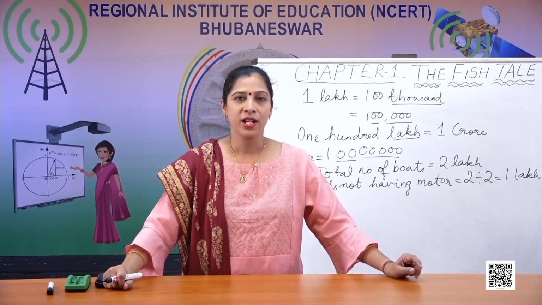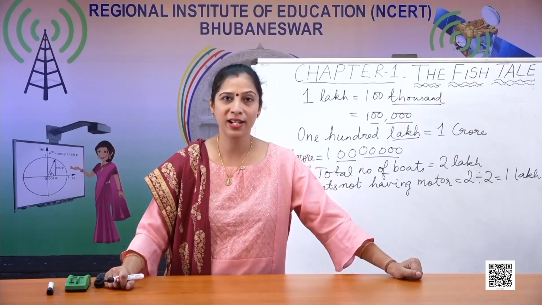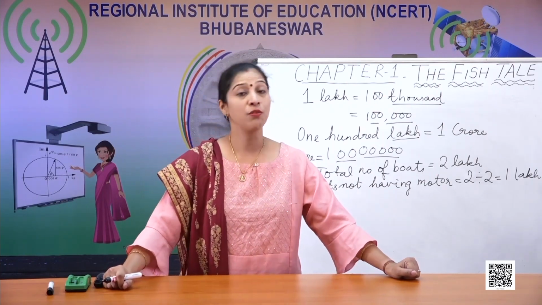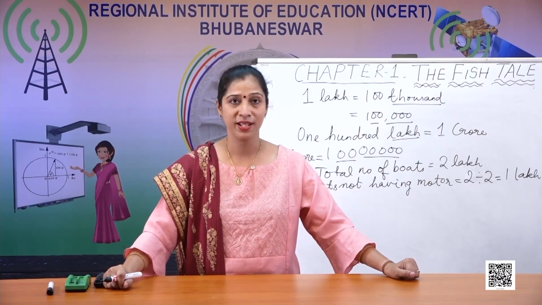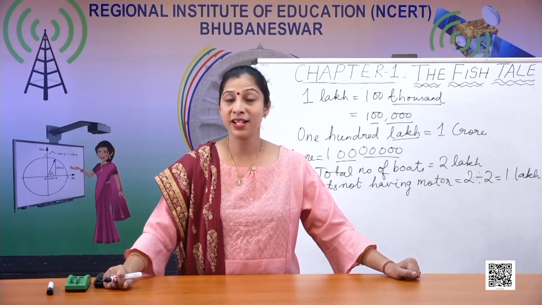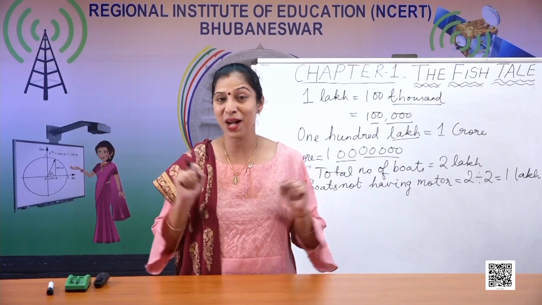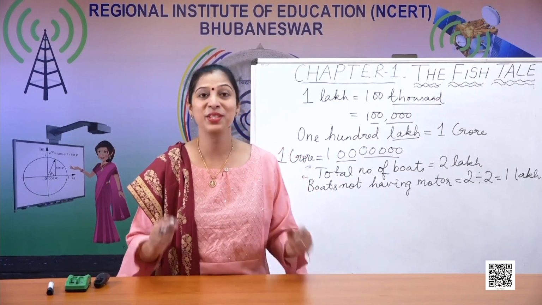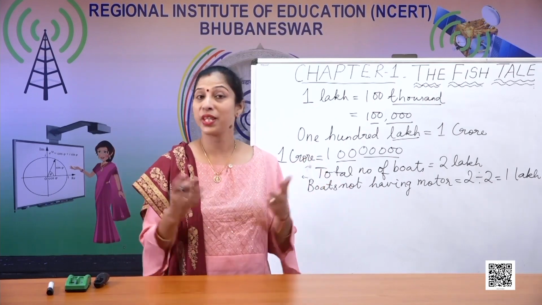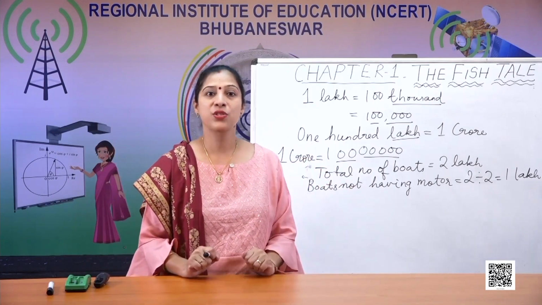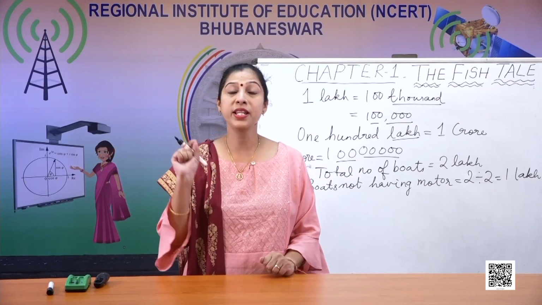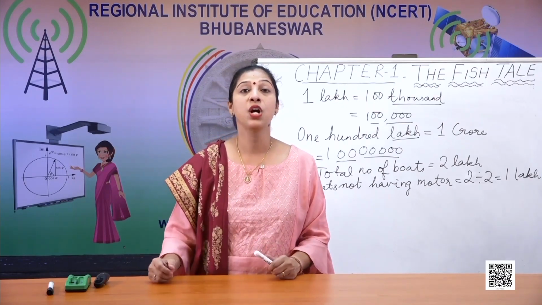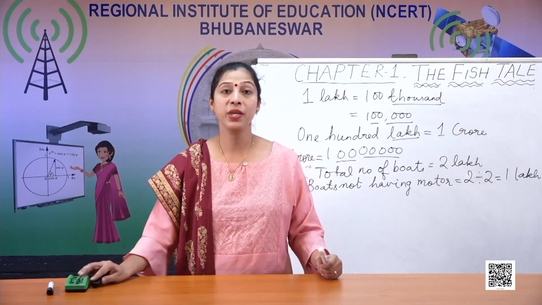Just now you learnt 1 lakh is equal to 100,000. Now 1/4 of 100,000. How do you do this? 100,000 divided by 4. Very easy. 25,000. We can do it orally without even doing a calculation. So out of this, 25,000 boats are motor boats that are big machine boats.